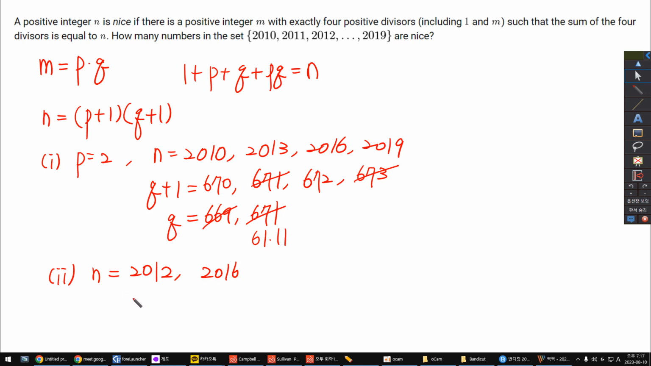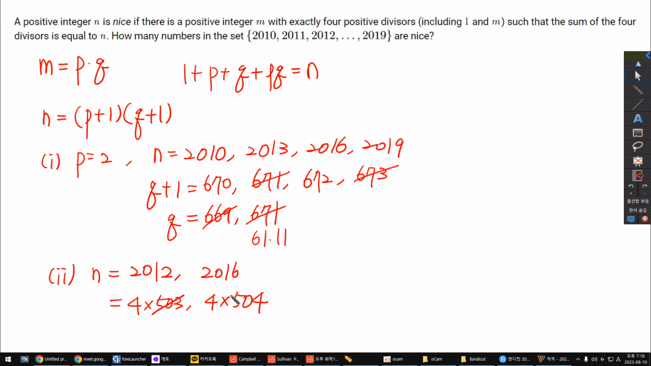And for the first number, if we divide each number by 4, we have these factors. So let's say P is 3. In such case, P plus 1 is 4. But for the first case, that means Q plus 1 is 503. So that doesn't make sense because Q is an odd number, so Q plus 1 should be an even number. So this is not the case.